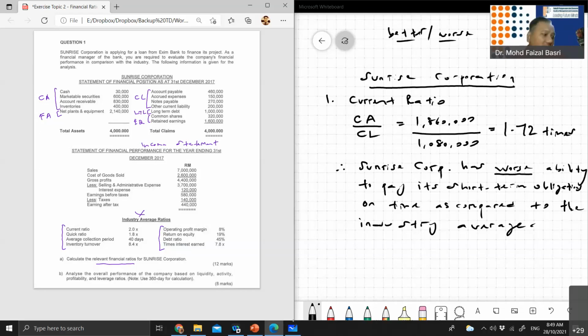So for every ratio you need to do this: show calculation, comment or analyze, for every single ratio. Are there any questions? Or I'll show you the second one.